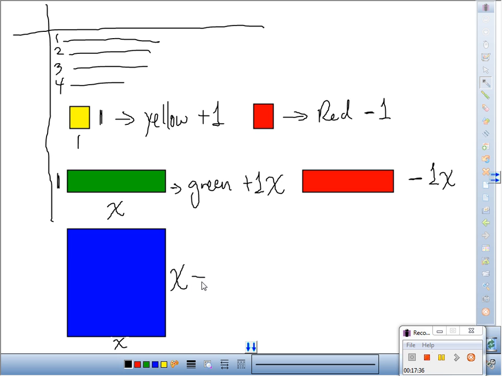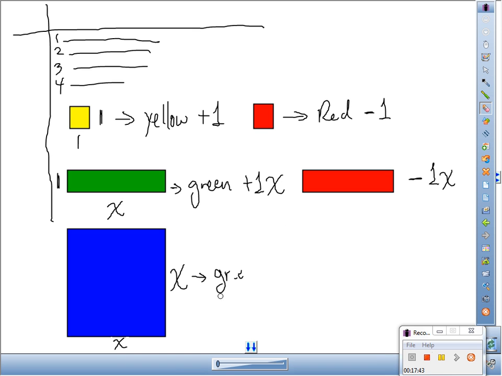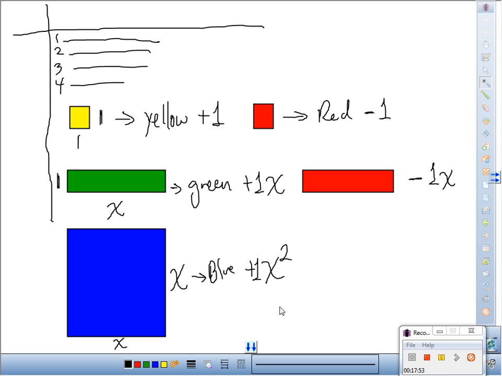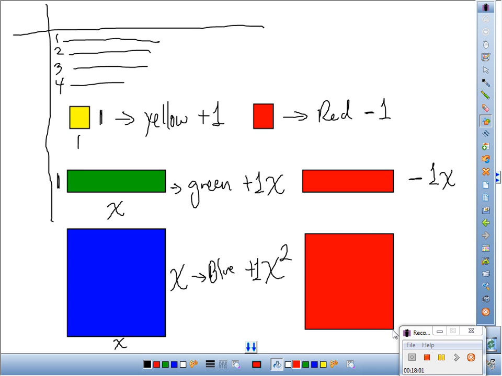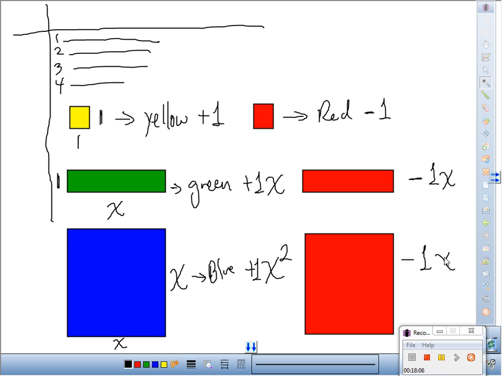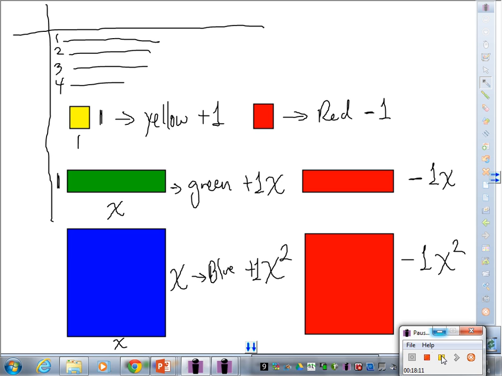So therefore, from now on, whenever you see a blue tile, it's worth a positive x squared, or 1x squared. And what happens when you flip it? It turns red. And what is the red we said? Negative. So this is going to be worth negative 1x squared. Is everybody with me so far? Okay, any questions with the names of the tiles?